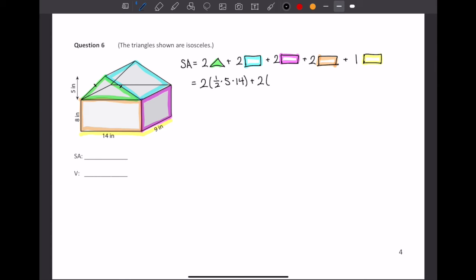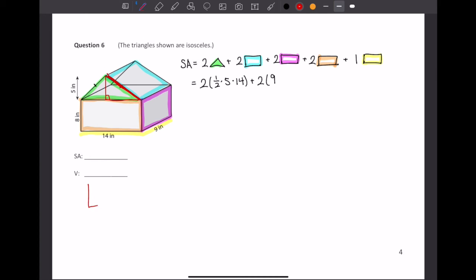We know that 1 dimension of the blue triangle is 9, but notice that we don't know this dimension right here that I've colored in red, so we have to find it. And this is where assuming that the triangle is isosceles is going to come in handy, because we're going to drop a perpendicular to the base of this triangle, and then use this right triangle to help us find the missing dimension of the blue rectangle.